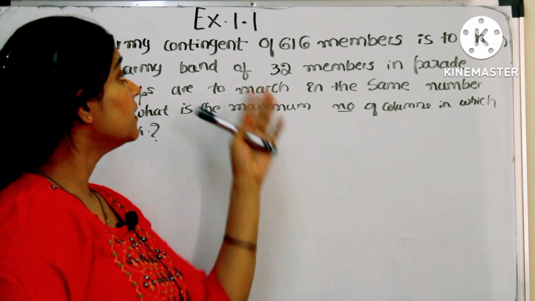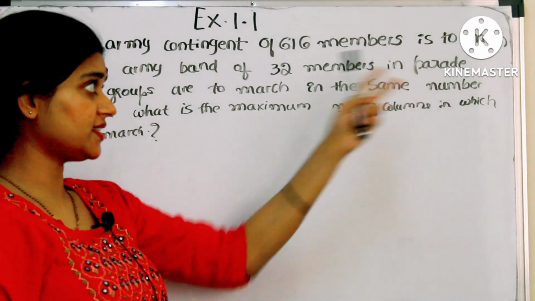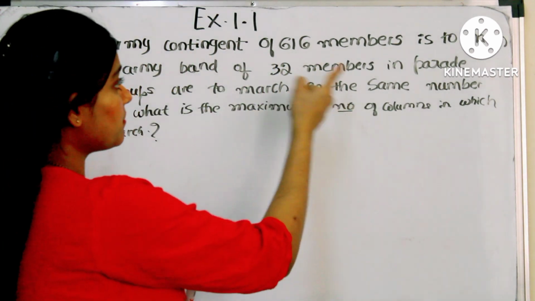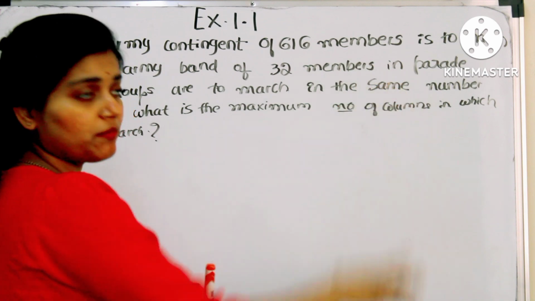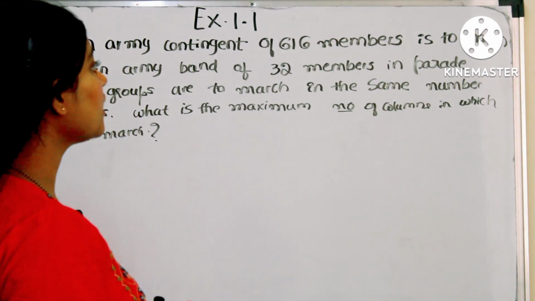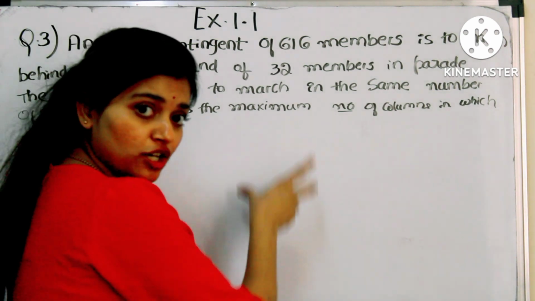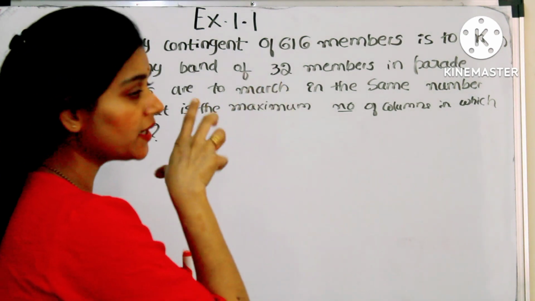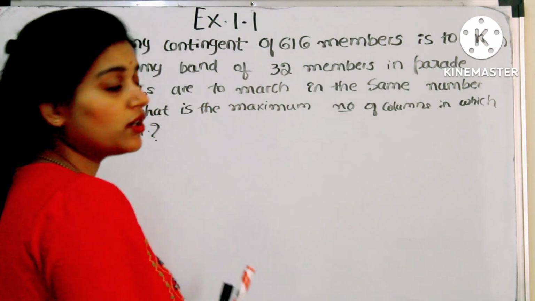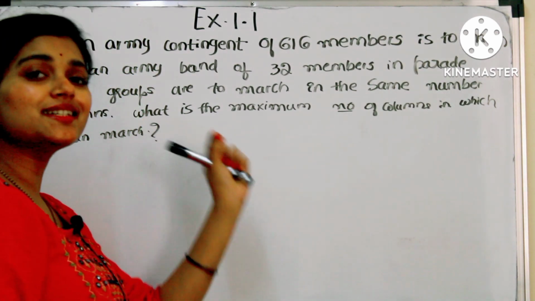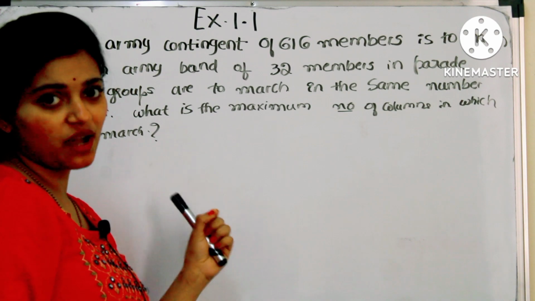So here there is a contingent of 616 members. They should march behind 32 members, that is, a band of 32 members, in the parade. Now we have to divide them into equal columns. So how can you divide? Before that, let's take a small example.